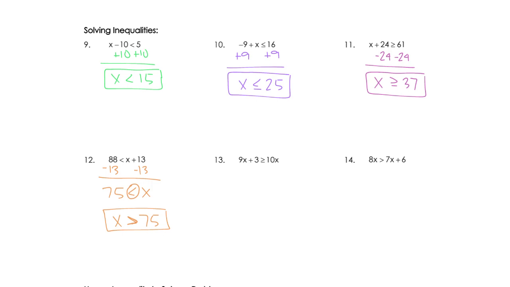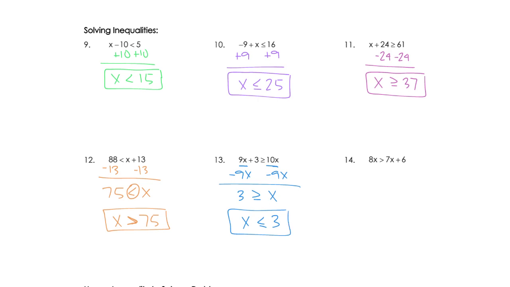Looking at 13, this one's a little bit different because I see 2 x terms here, so I definitely need to combine them together. But then the question is, which one do we move? So I notice that there's a 3 here on the left-hand side, and there's no constants on the right-hand side. So I'm going to go ahead and leave the 3 on the left, and I'm going to subtract 9x from both sides. So then this would give me 3 is greater than or equal to x. And again, I want to be in the habit of putting x on the left, so I'm going to switch these around. And notice it's opening up towards the 3, so I need it to continue opening up towards the 3.